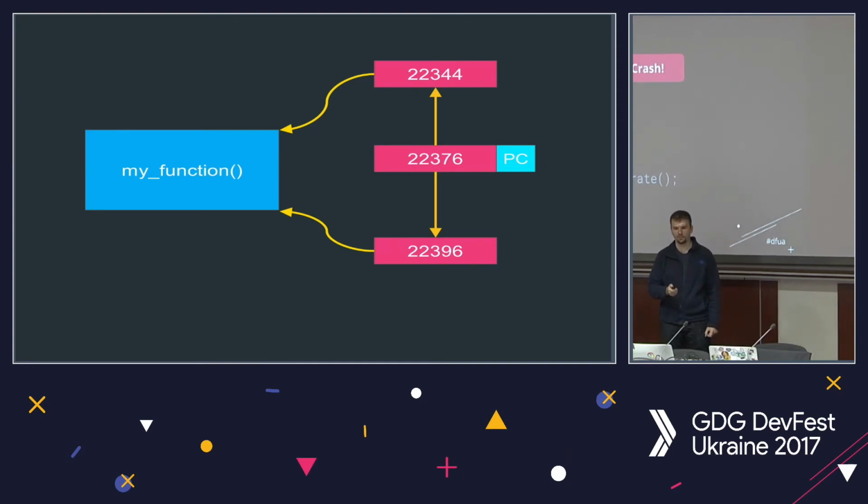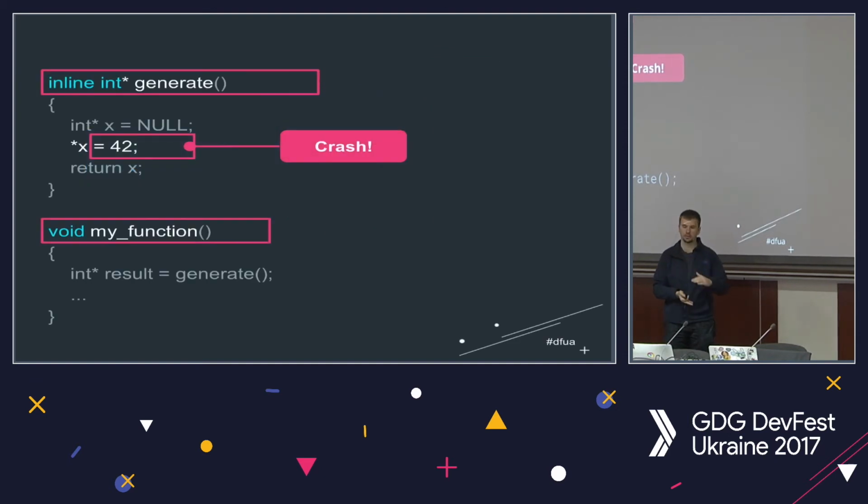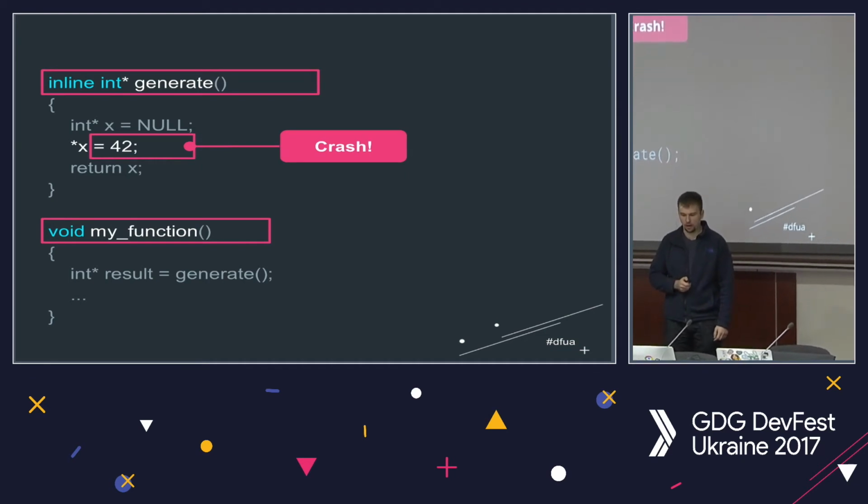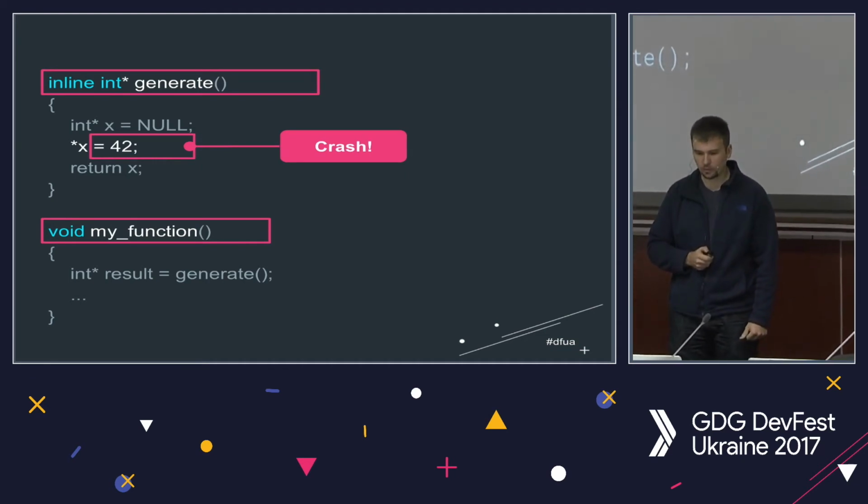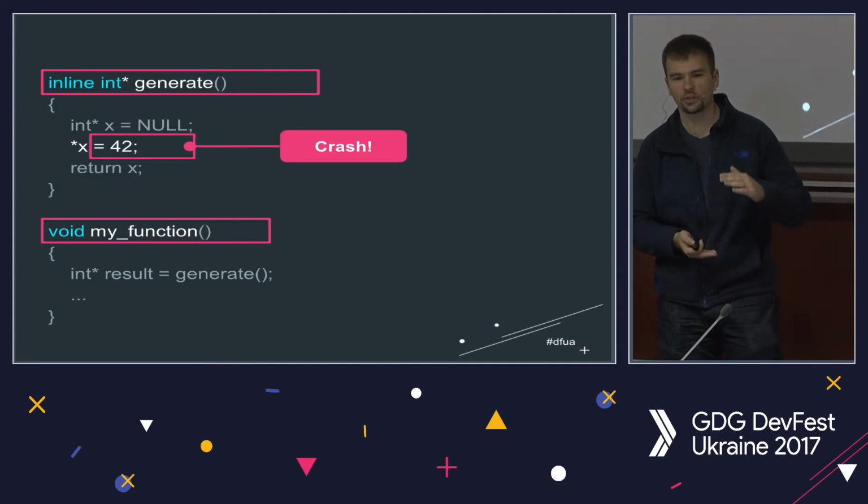However, there's a problem. As it turns out, ELF only has exported symbols in its symbol table. No inlines, none of that. And this is a problem because it gives us a very coarse granularity.